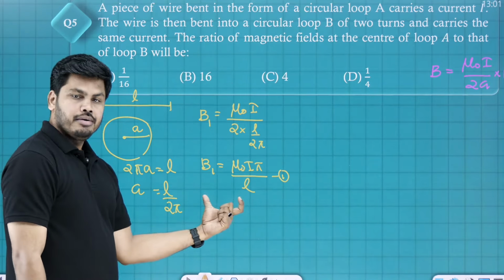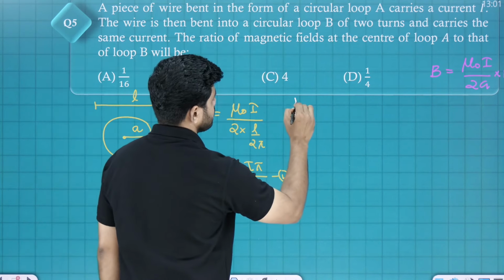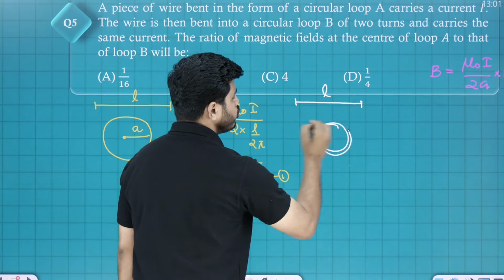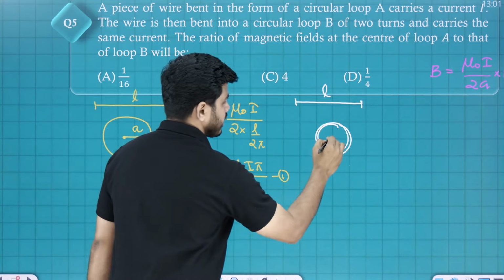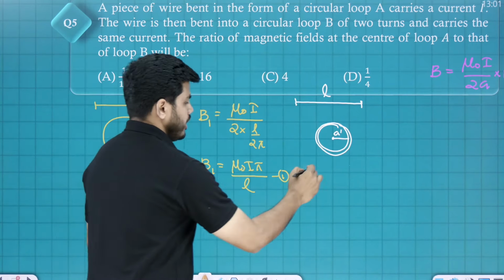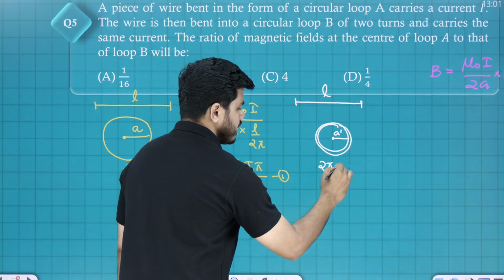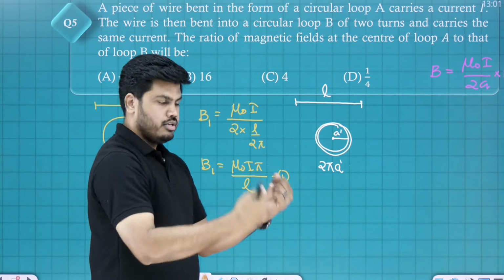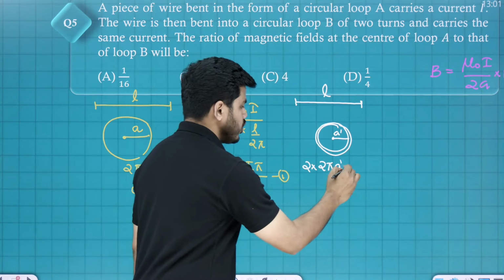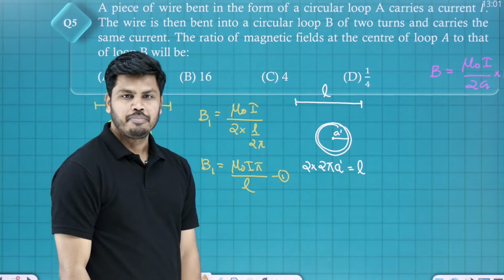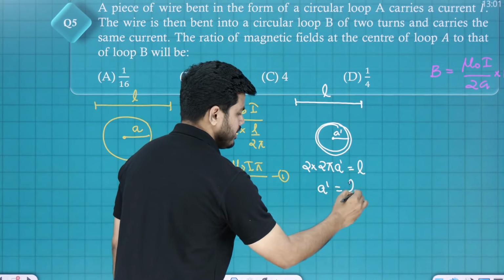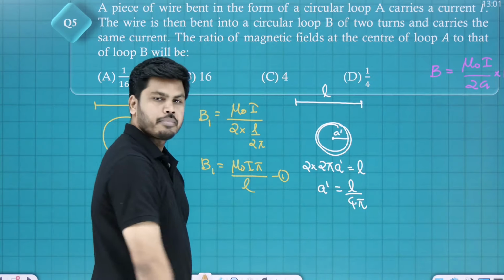The new loop, the same wire, we used the same wire of length L. This time we make a loop of 2 turns. So definitely the radius will be something else. Let me take it as A dash. We can say 2 pi A dash is the circumference of one of the loops. We have 2 such loops, so 2 into 2 pi A dash can be equated to the length of the wire L. Right? Yes. So what is A dash from this? A dash is going to be L by 4 pi.